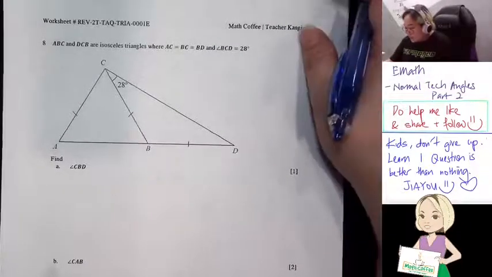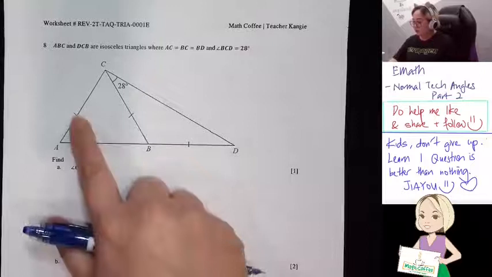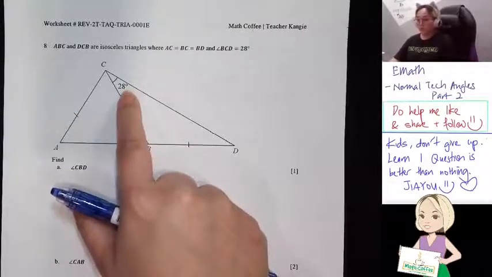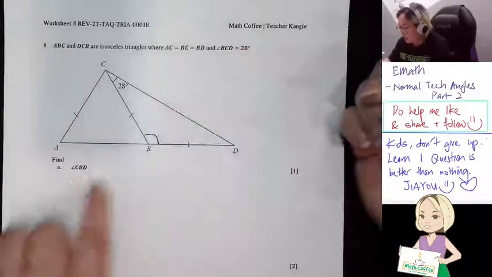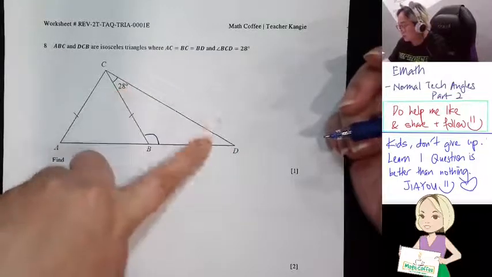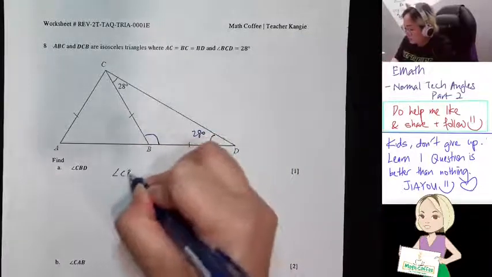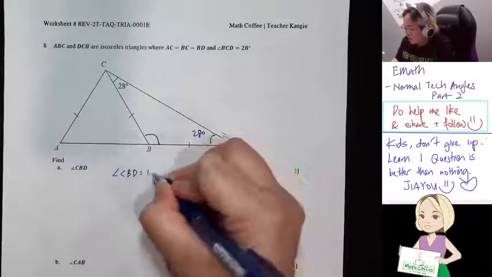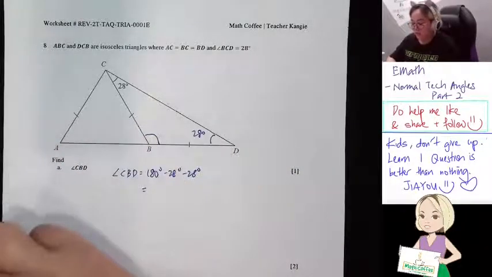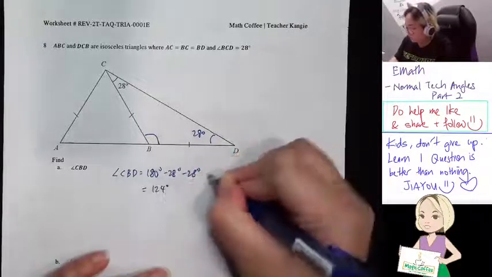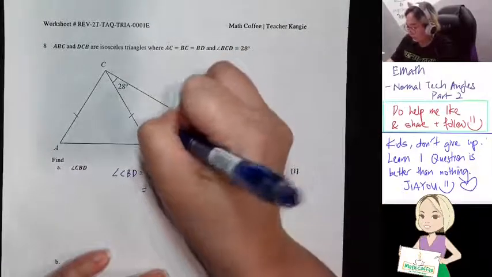Next one. Isosceles triangle AC, BC, BD. They put the marking here for us, and we have 28 degrees stated there. My task is to find CBD over here. Easy. Isosceles triangle is here. Here is 28, here is 28. So angle CBD is equal to 180 degrees minus 28 minus 28, which is 124. Update the diagram, 124.